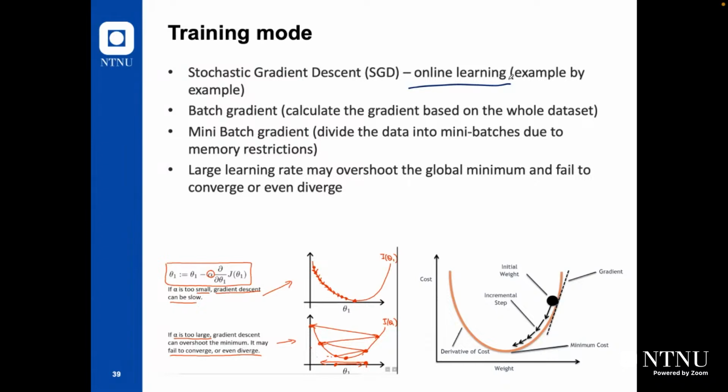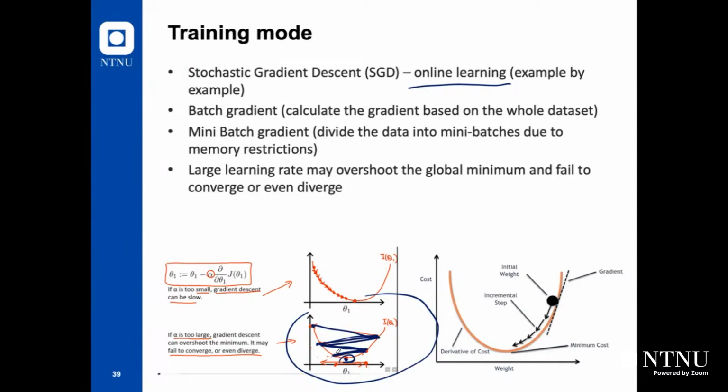If you use a large learning rate, it may overshoot the global minimum and fail to converge, and maybe it will diverge, in fact, right? As you can see in this example, you have a very large learning rate. We need to reach this point, but we cannot reach it because the learning rate is very high. So we oscillate around this global minimum and will not be able to converge. We just go from that direction to here, from here to here, like this.